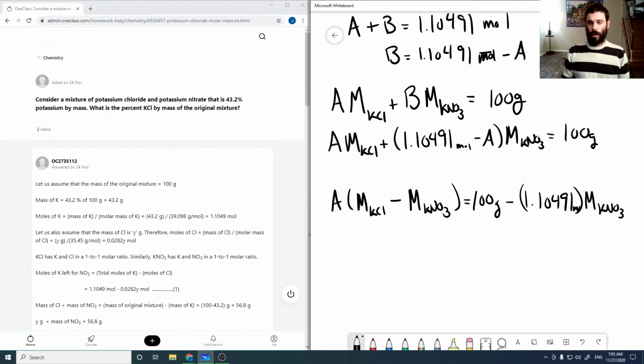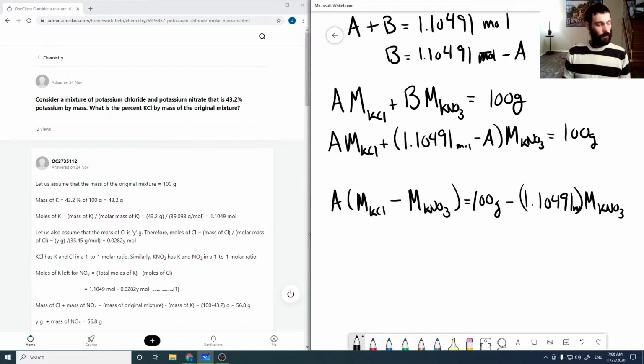So a quick unit check before we go too far, right? A is going to be in moles, so the whole thing on the right should be in moles. This is grams per mole times moles, so that's going to be in grams. So this side's going to be in grams, but that's in grams per mole. So when we divide it, we should get moles out the other side. So that looks pretty good.